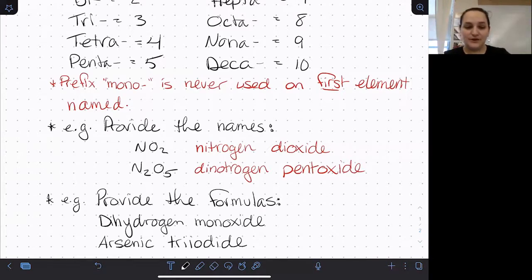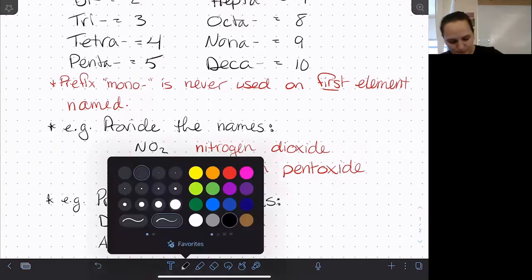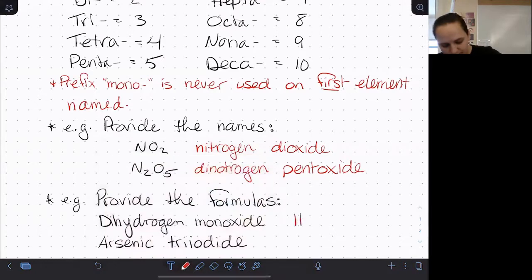So in the first one, we have dihydrogen. Di means two, so that is telling us there are 2 hydrogens, so we'll have a subscript of 2 after H in our formula. And monoxide is telling us that there is 1 oxygen, so we will not have a subscript, we'll have an invisible one after the oxygen. Dihydrogen monoxide is technically the chemical name for water.